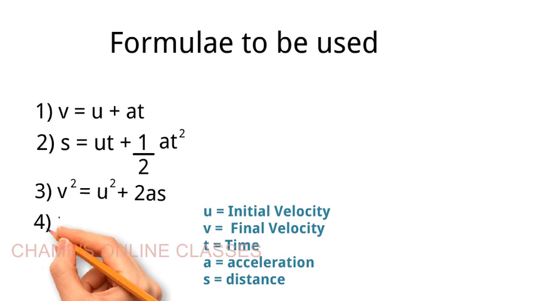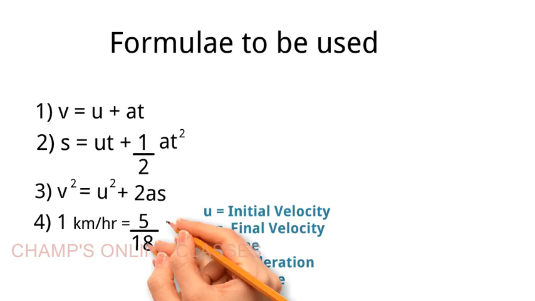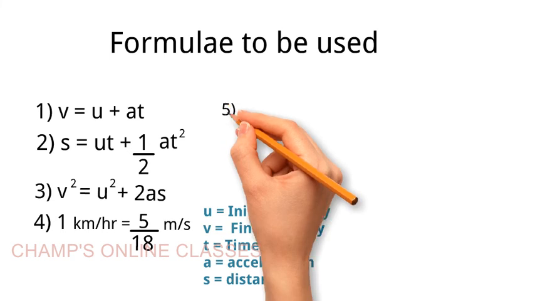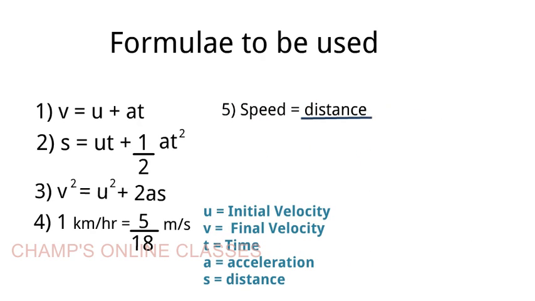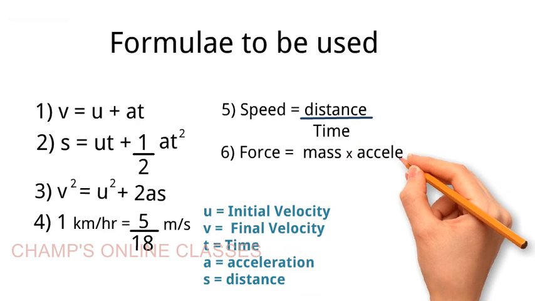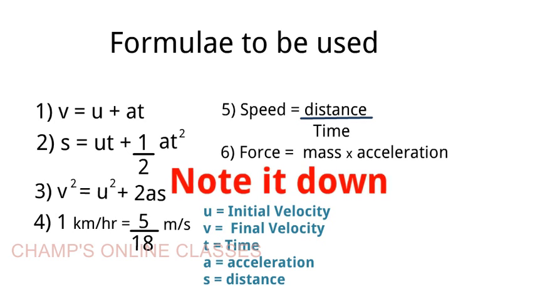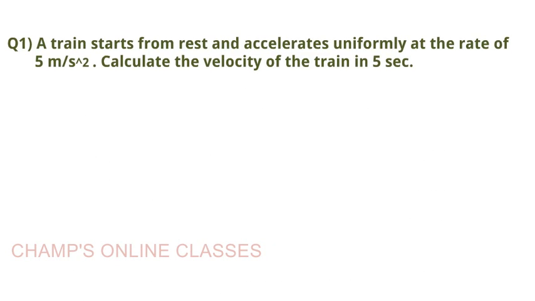Fourth, the conversion factor from kilometer per hour to meter per second is 5 by 18. Fifth, speed is equal to distance upon time. Sixth, force is equal to mass into acceleration. Note it down in your notebooks before starting with the numericals. Here is our first question.